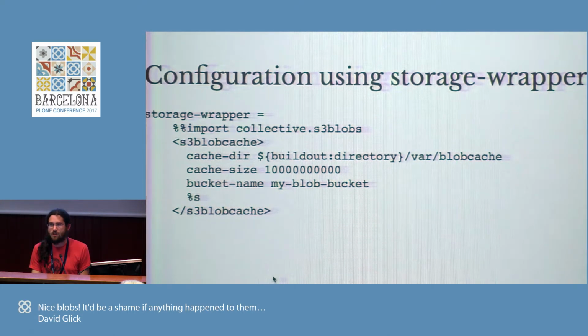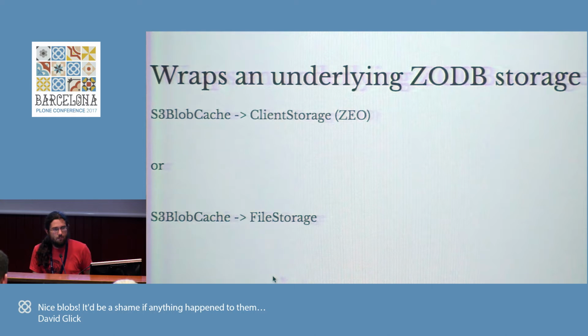This is actually a feature I added to the Zope 2 instance recipe for buildout so that you can wrap your normal ZEO storage or file storage with something else that modifies it. So this thing is operating as a wrapper that proxies access to your underlying storage. So you have your S3 blob cache, and it can talk to client storage, which is part of ZEO, which talks to a ZEO server, or it can just talk directly to file storage and get things directly from the disk.